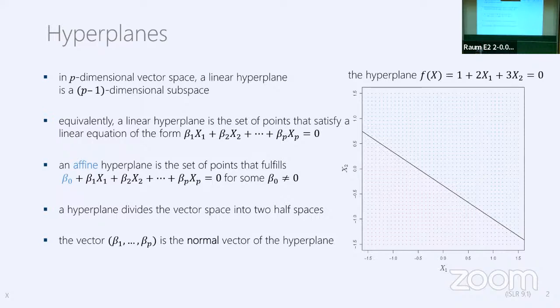Essentially, a linear hyperplane is a p-1 dimensional subspace, right? So if you think of 2D space, then the hyperplane is just a line. And this is exactly what is illustrated in this figure, where we have 2D space, x1, x2 axes, and we show the line, or in higher dimensions the hyperplane, which corresponds to the function 1 plus 2x1 plus 3x2 equals 0. So exactly this line that we're seeing over here.